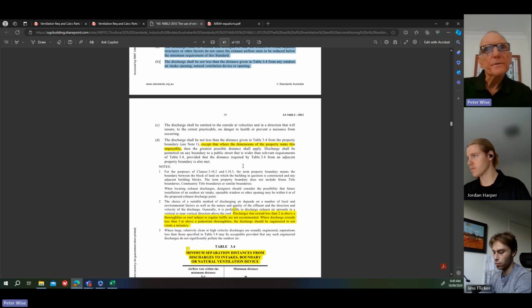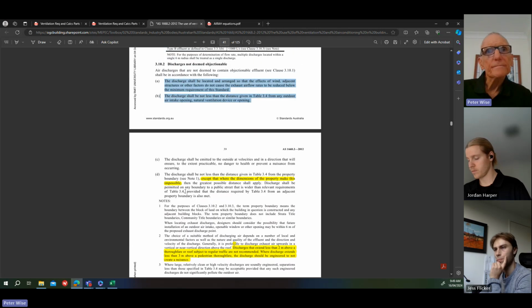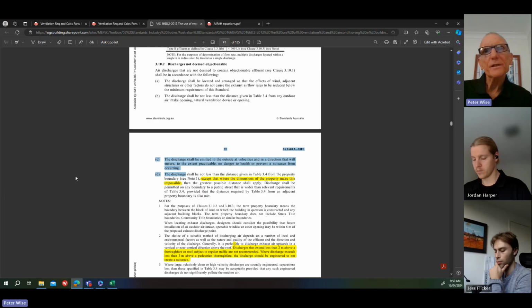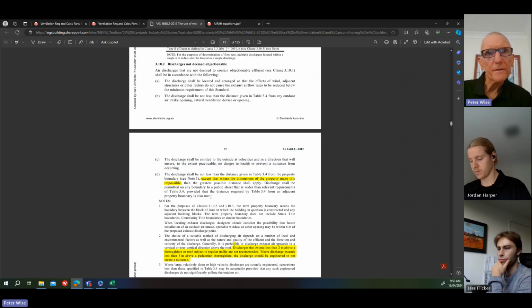So that's an important table to be aware of and to use. You'll use that a lot. Now, point C, the discharge shall be emitted to the outside at velocities and in a direction that will ensure, to the extent practicable, no danger to health or prevent a nuisance from occurring. So again, common sense. Don't face it into the wind. Don't blow it straight into a location where people are going to stand if you can avoid it. But there's always concessions that can be made if you can argue sensibly.